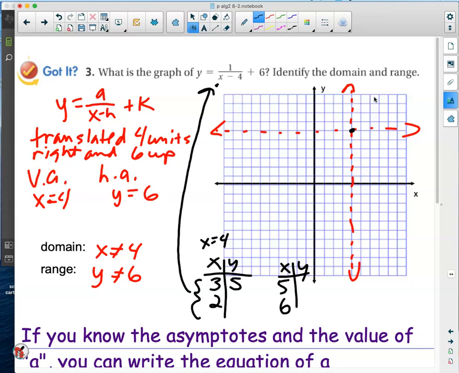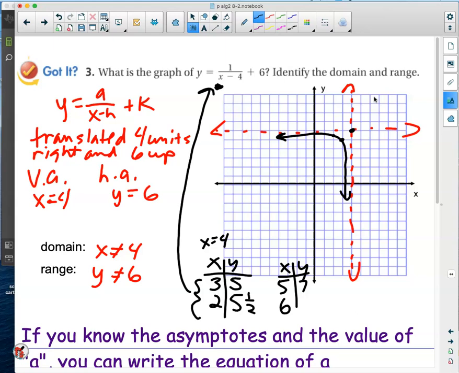2 minus 4 is negative 2. So 1 divided by negative 2 is negative 1/2. Negative 1/2 plus 6 is 5.5. So we have one of our branches here, and that's 3, 5, and 2, 5.5. And then let's get the other one. So we'll put a 5 in the original. 5 minus 4 is 1. 1 divided by 1 is 1. And 1 plus 6 is 7.